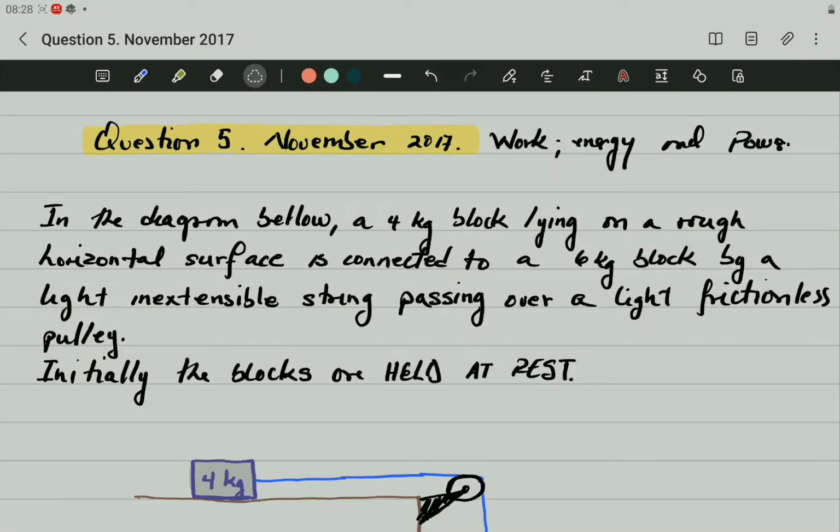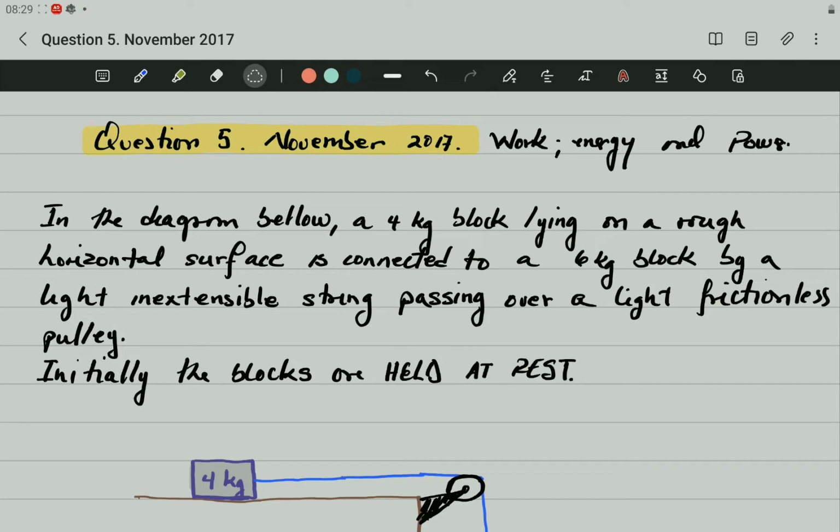Hello learners, Mr. G here, and in this video we're going to be practicing work, energy, and power. The topic, power, is not going to be part of this question though. This question was question 5 from November 2017. And let's try to do it as fast as we can.